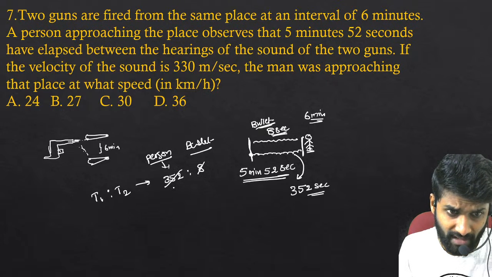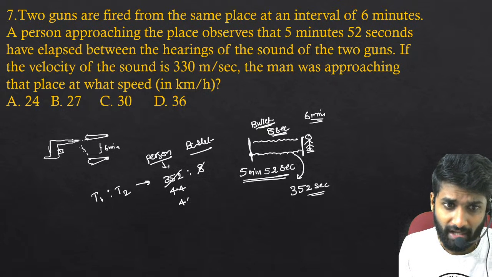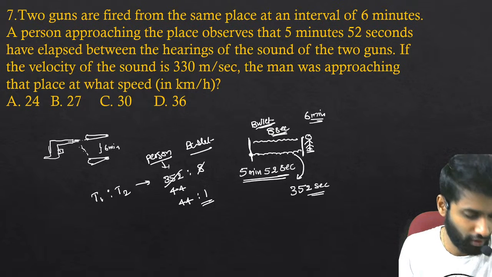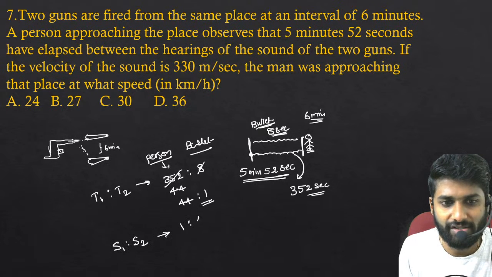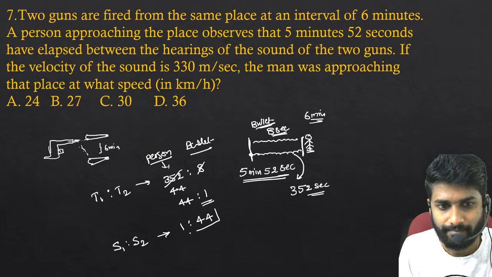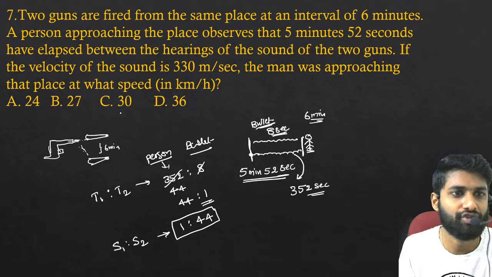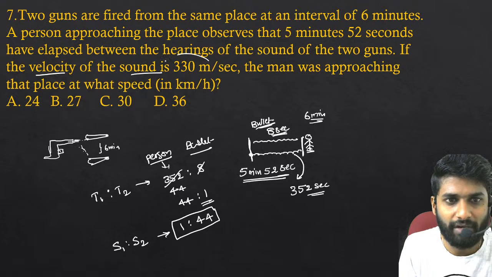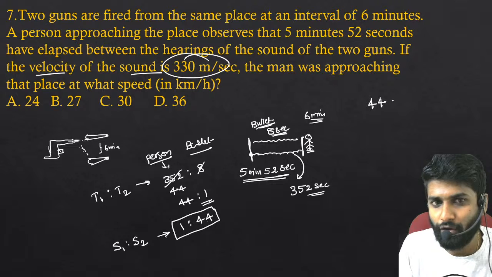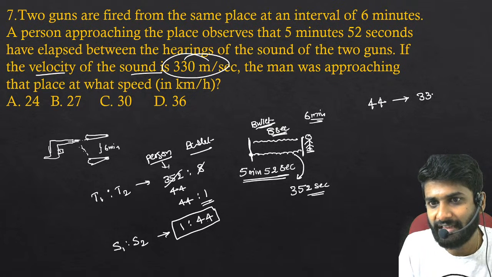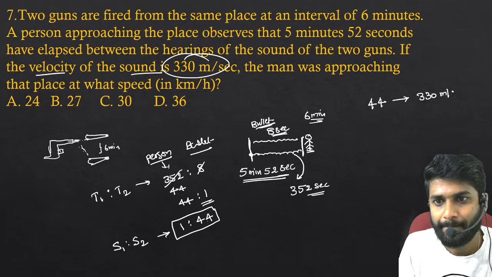Now see, 8 fours are 32. The ratio of timing is 44 is to 1. If you want the speed ratio, it is exactly 1 is to 44. Now you should compare that. The velocity of sound is 330 meters per second, so 44 units is exactly equal to 330 meters per second.